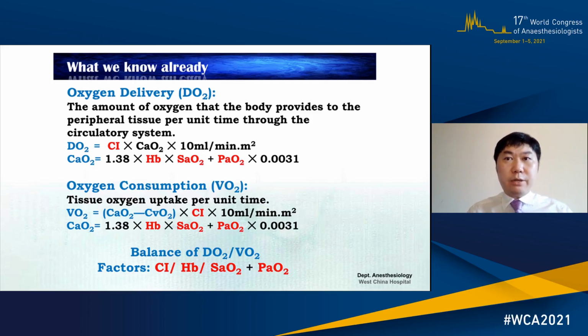The basic condition for maintaining the normal function of the body is the balance of oxygen delivery and consumption. According to this formula, this balance is related to cardiac index, hemoglobin level, and pulmonary function, which is the main factor of arterial oxygen saturation and alveolar oxygen partial pressure.